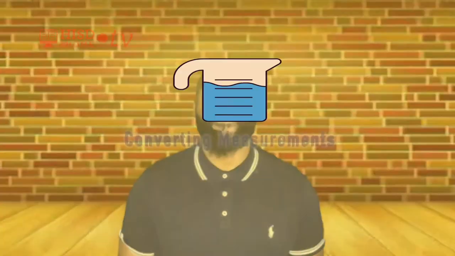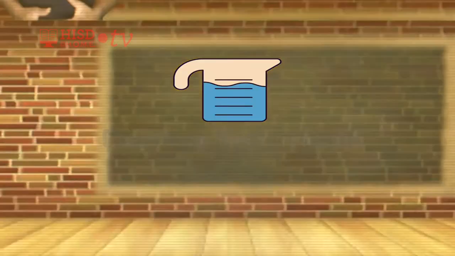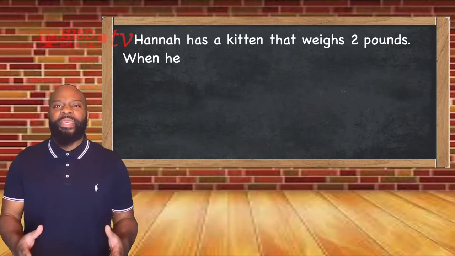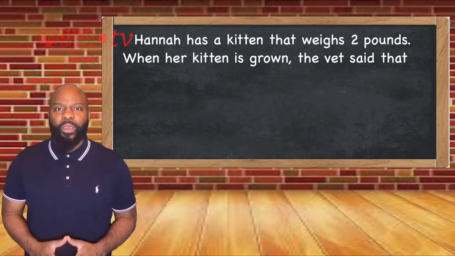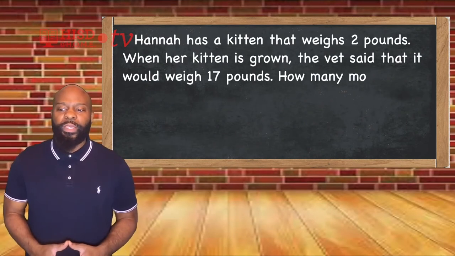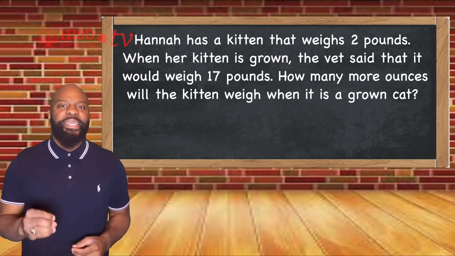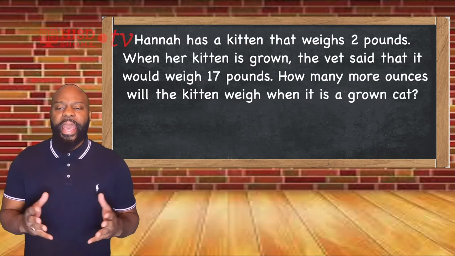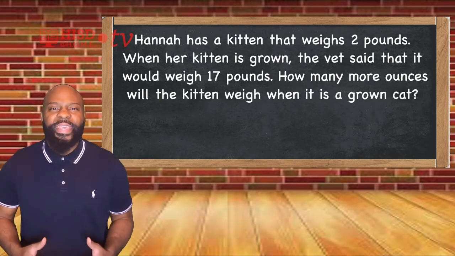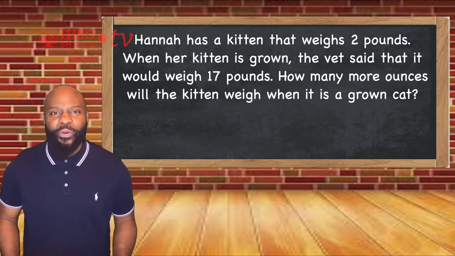Now guys, let's transition over to converting measurements. Hannah has a kitten that weighs 2 pounds. When her kitten is grown, the vet said that it would weigh a total of 17 pounds. How many more ounces will the kitten weigh when it's a grown cat?